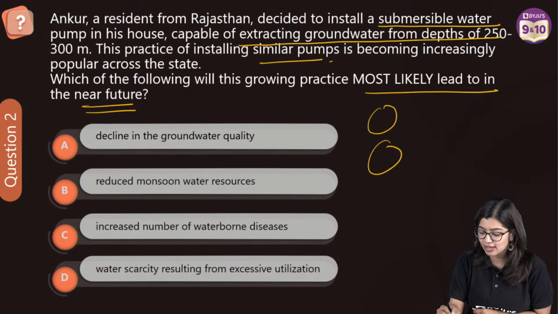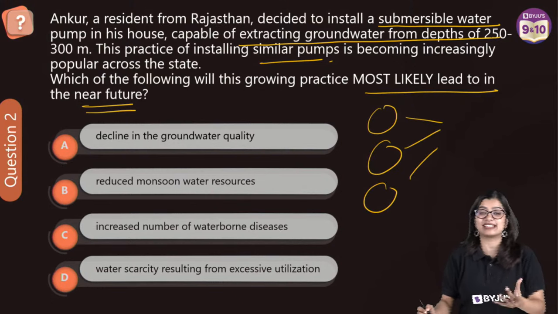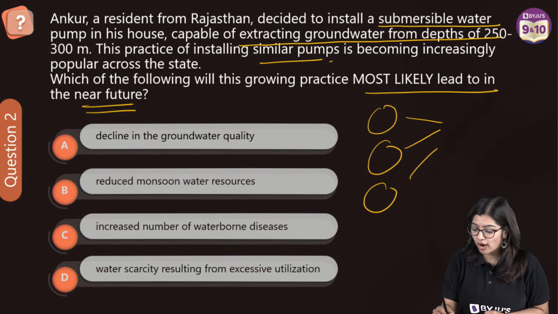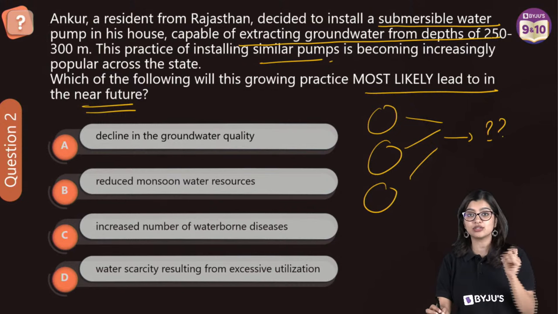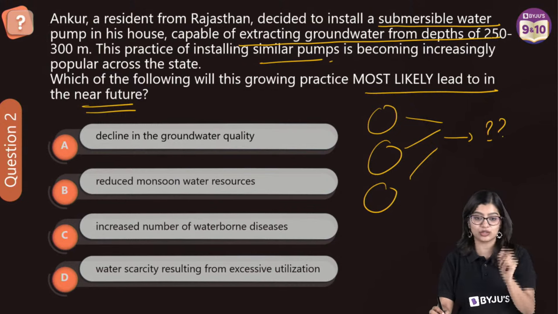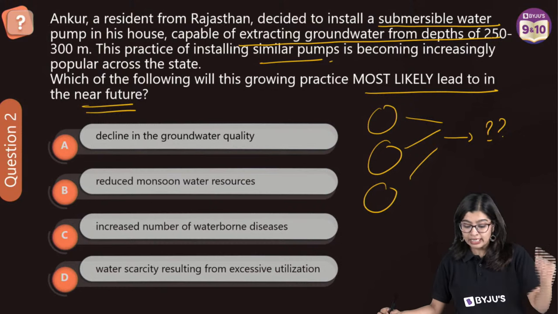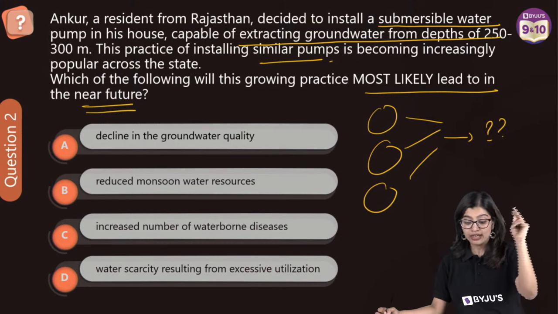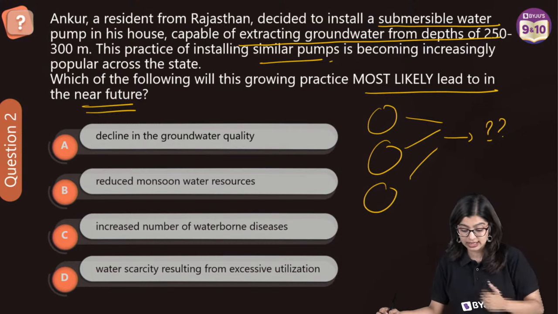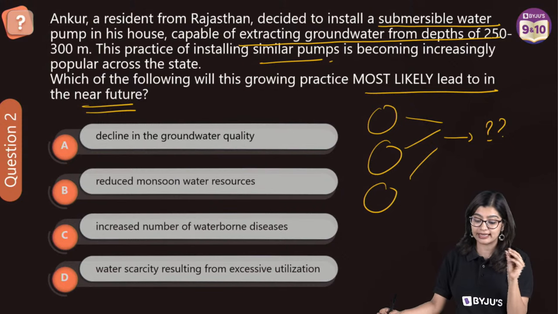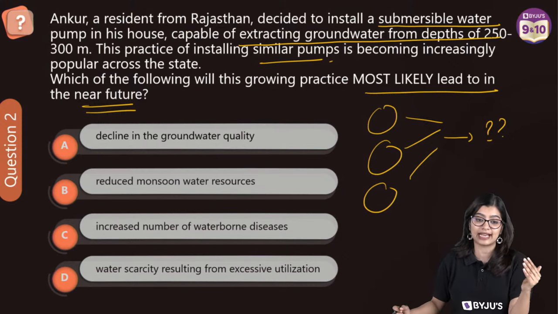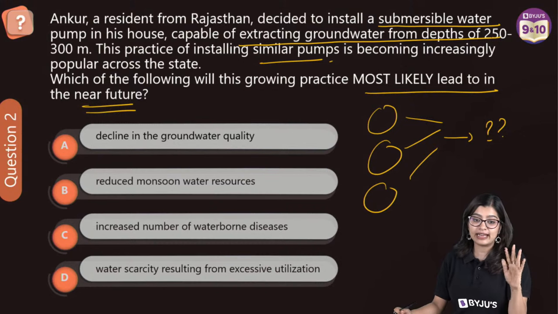If people keep installing pumps extracting groundwater, what is going to be the impact of it? This is from the Water Resources chapter, and let's go through the options very quickly. Decline in groundwater quality, reduced monsoon water resources, increased number of waterborne diseases, or water scarcity resulting from excessive utilization? Very, very simple.